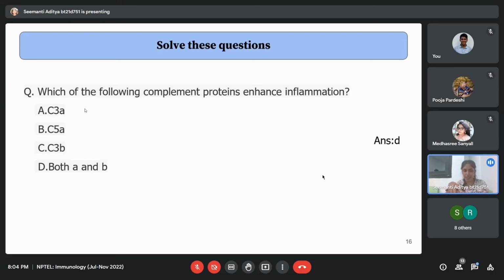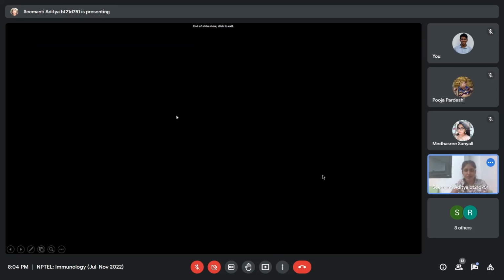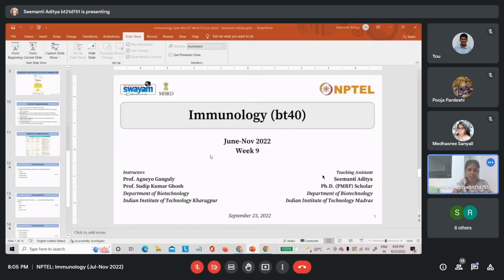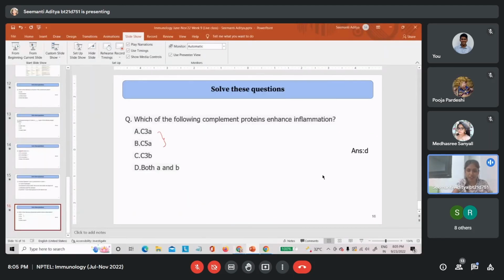So both A and B is correct because both are the smaller subunits C3A and C5A, and A is associated with inflammation and anaphylatoxis. Okay, so not just C3A, both C3A and C5A. So that's all for today. Do you have any other questions?